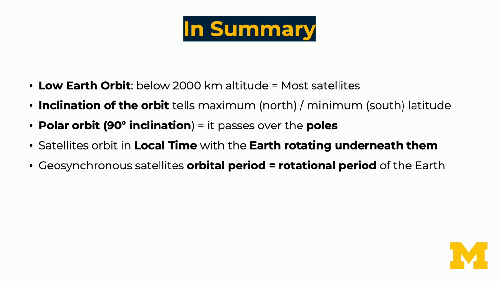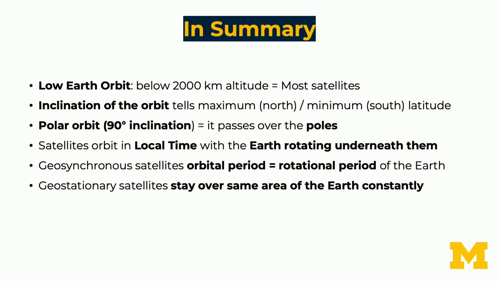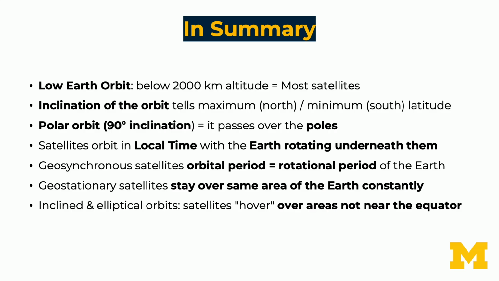Geosynchronous satellites have an orbital period that is exactly equal to the rotational period of the Earth, and that allows them to stay over a fixed location, roughly a fixed location on the Earth constantly. And then you can incline those geosynchronous orbits, and you can make them elliptical, and that allows you to sort of hover over a spot that's not at the equator, so you can get good coverage at that location.